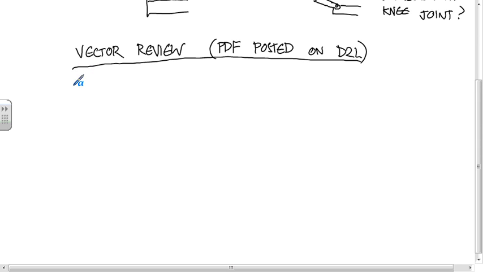So you can think of a vector as a mathematical object with a length and a direction.